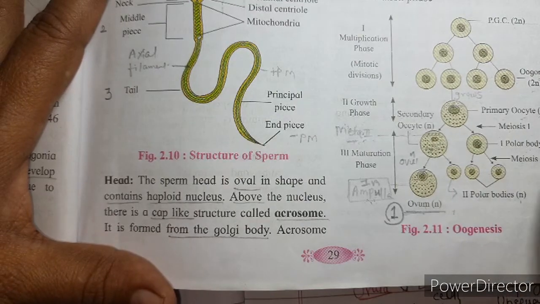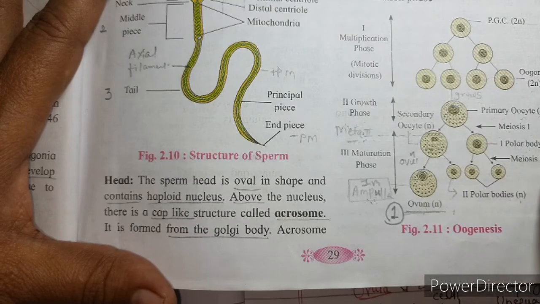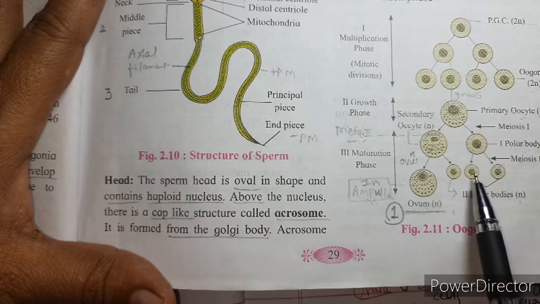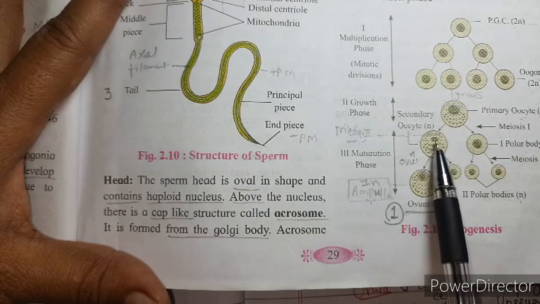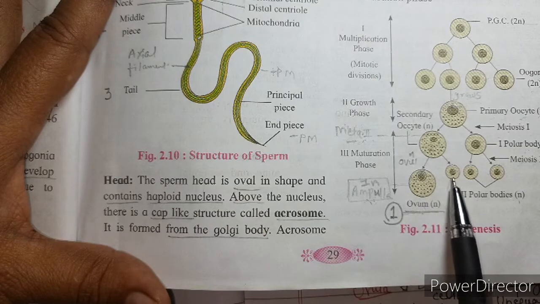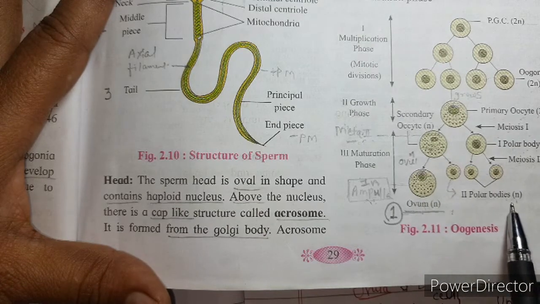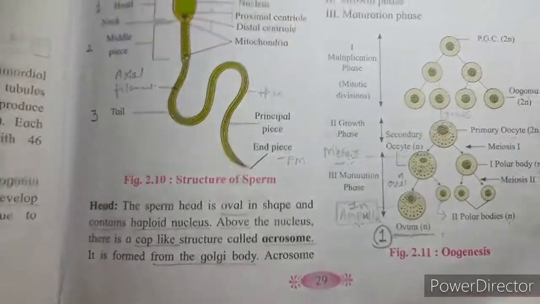But normally the first polar body does not enter meiosis II. Here it is shown, but normally it does not enter into meiosis II. In this way the secondary oocyte gives rise to the ovum, and the smaller one is called the polar body. Okay student, so this is about the process of oogenesis.